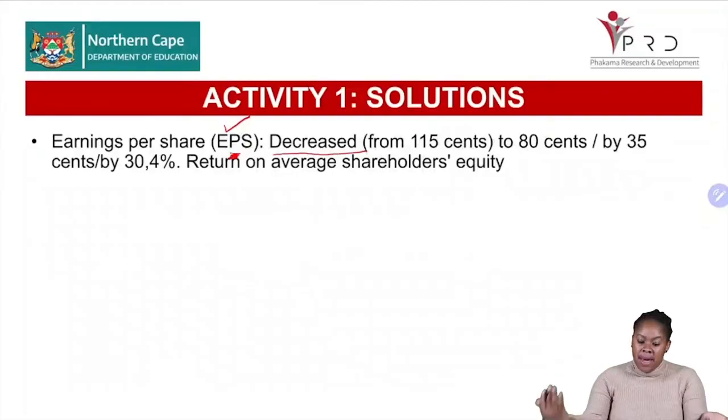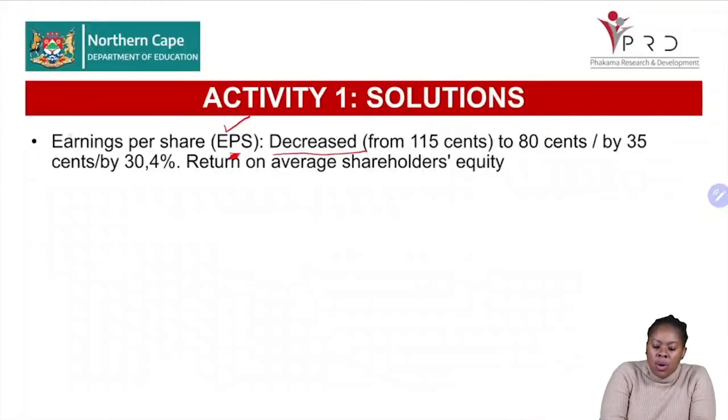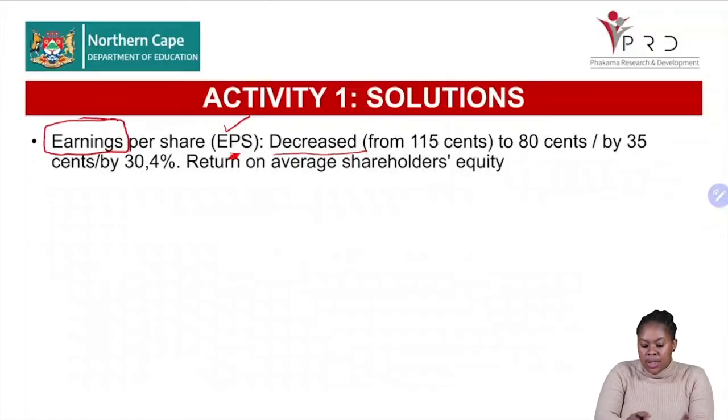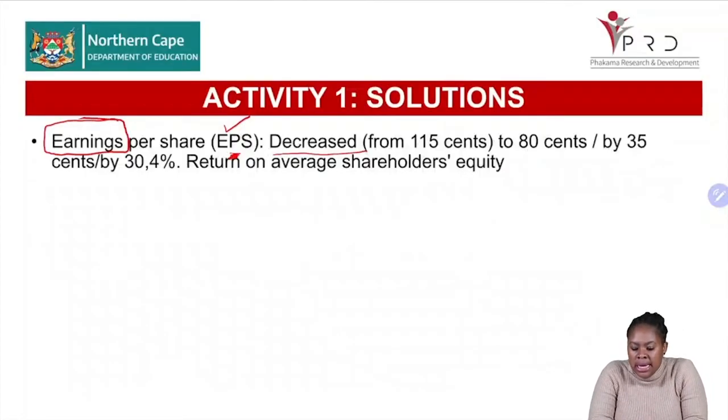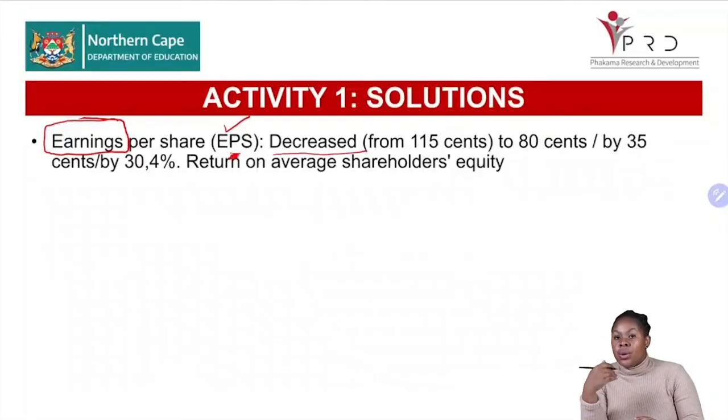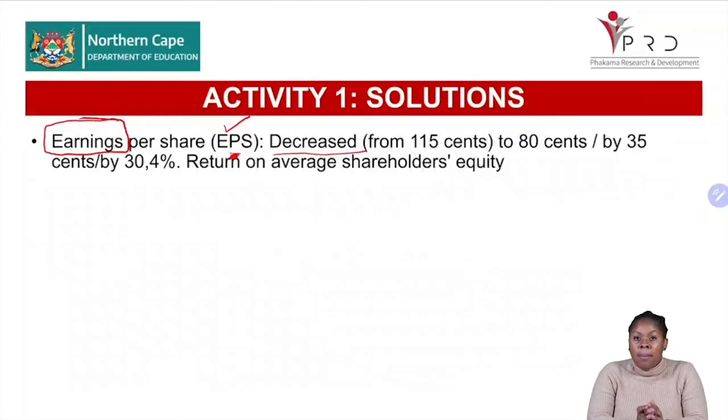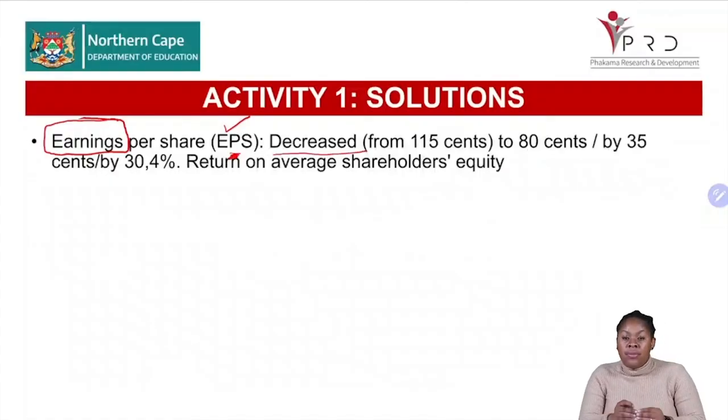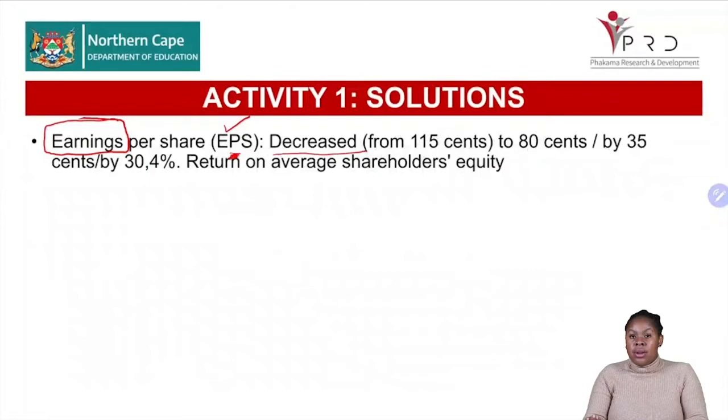How did I identify the financial indicator? Because they said I must comment about the earnings. Do you see earnings per share? That is the relevant financial indicator. And then you look at the trend. Did it increase or decrease from the previous financial year? So basically, each share earned 115 cents in the previous year. And then in this financial year, a share only earned 80 cents.